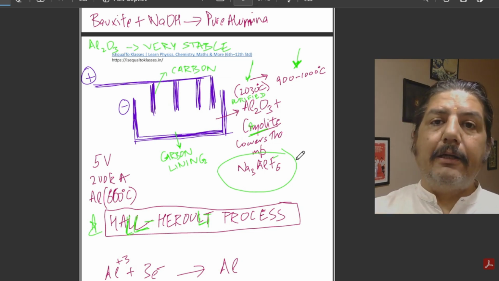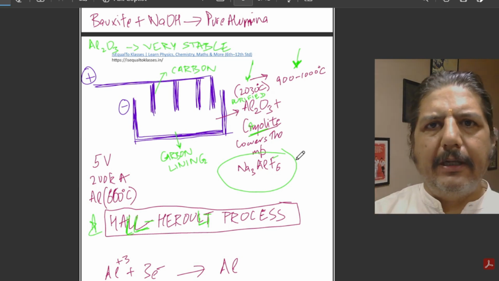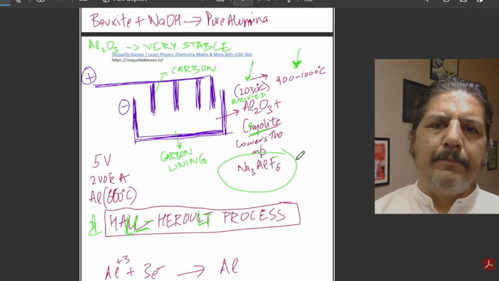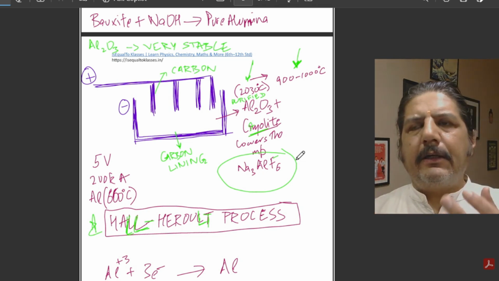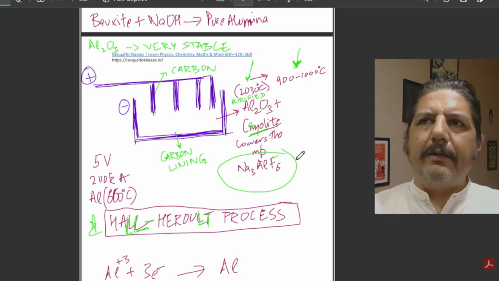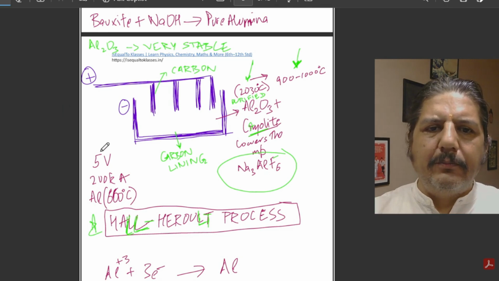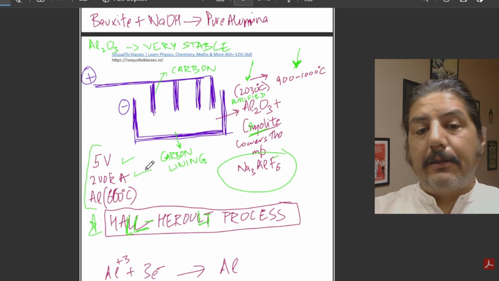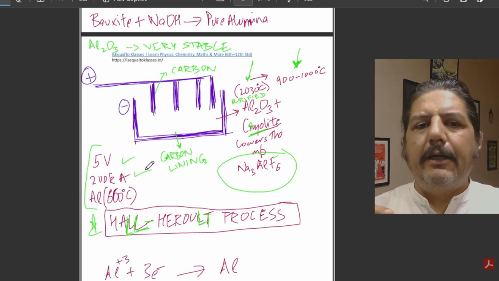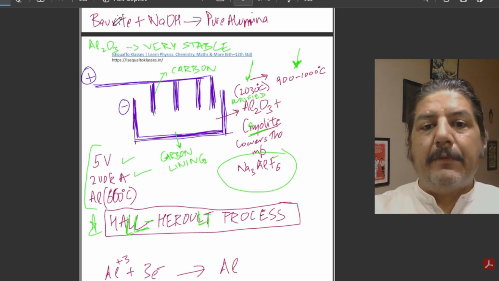Now, the problem is that our Al2O3, aluminium oxide, is very stable. Because it is very stable, when you want to extract aluminium out of it, you have to provide a tremendous amount of energy. And that energy is provided by the electrolysis process. Now, it will help you to remember the conditions also. So 5 volt and 200 kiloamperes is the energy which is required.